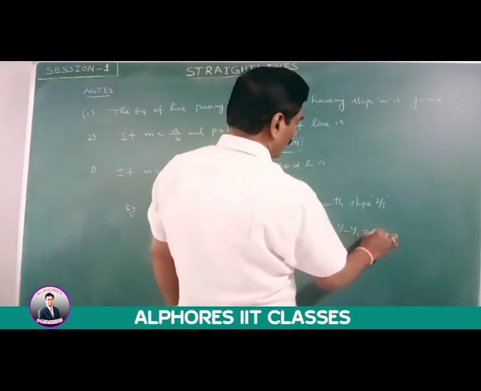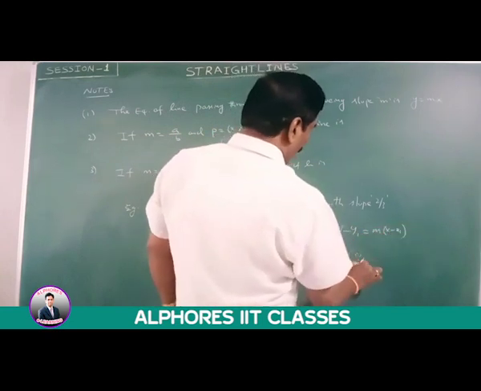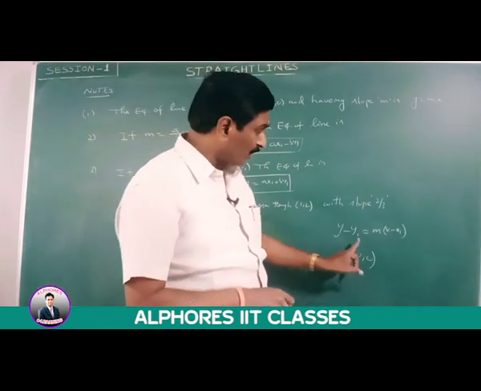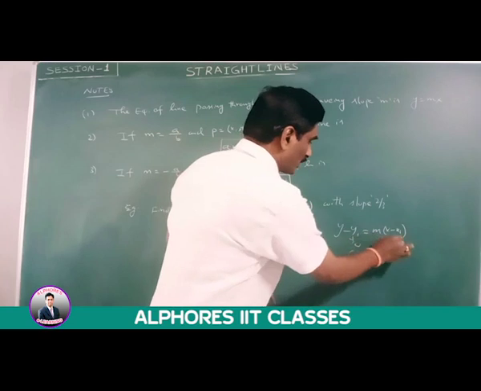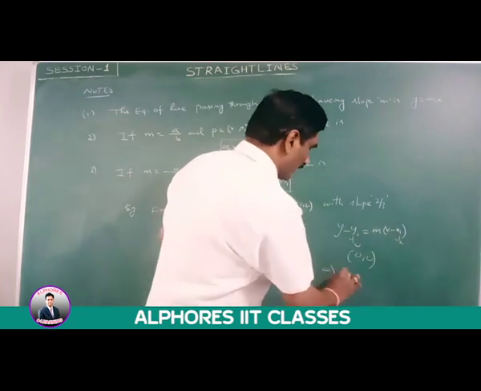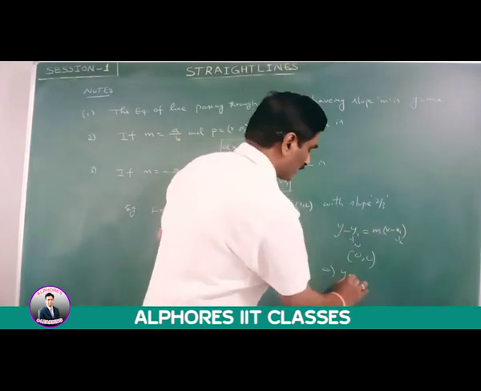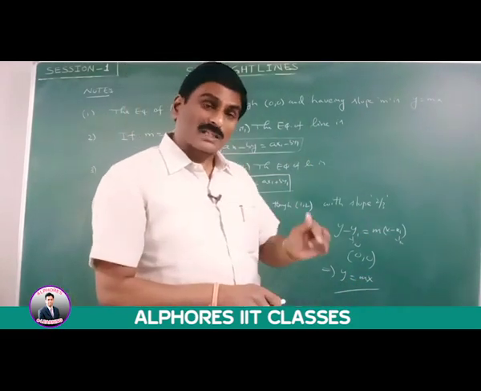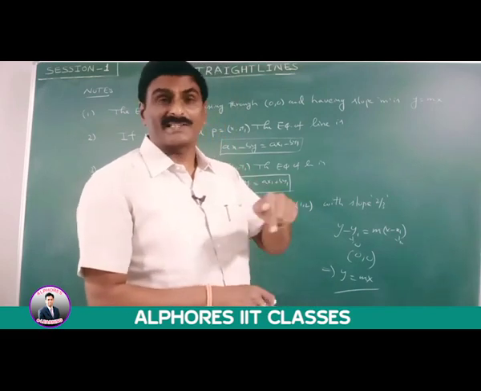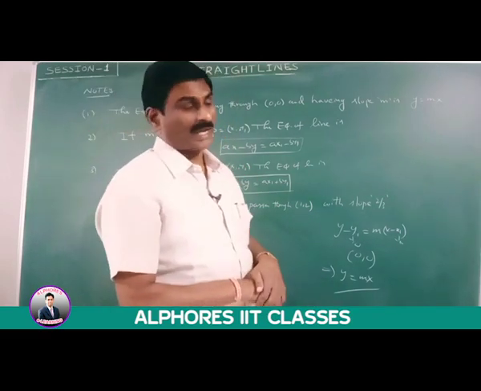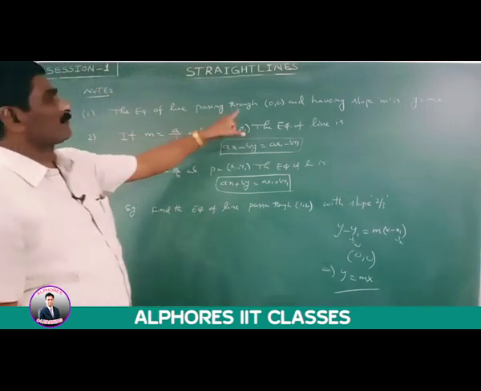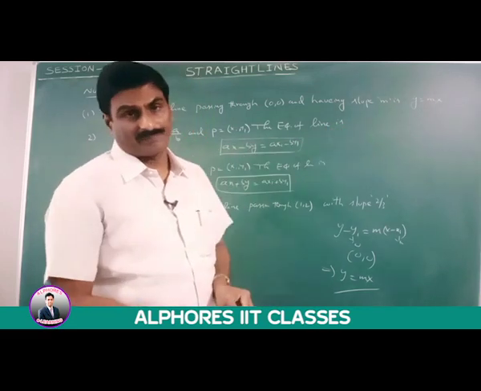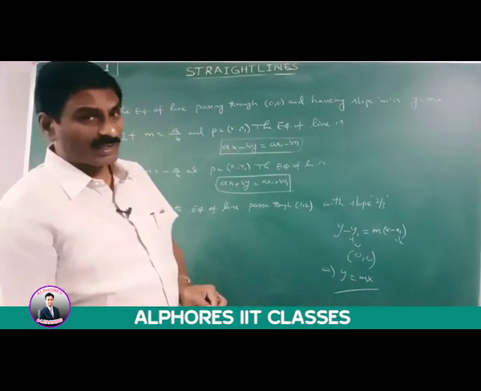If the line passes through the origin and the slope is m, what is the equation of the line? Here (x1, y1) is equal to (0, 0). That means this value is equal to 0, this value is equal to 0. So the equation can be reduced into y minus 0 is equal to m into x minus 0. That means y is equal to mx. If the line passes through origin and having the slope m, then its equation is y is equal to mx. Please note this point. The equation of the line passing through (0, 0) and having slope m is y is equal to mx.